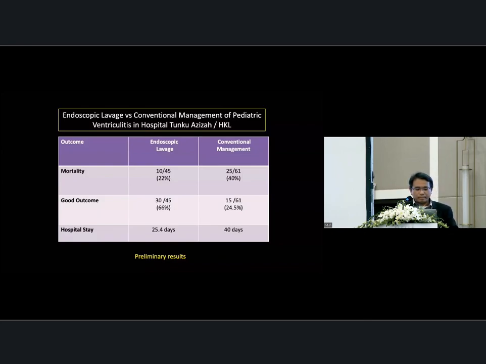In terms of outcome at 3 months and 6 months, 66% survived well, with some grading, whereas with conventional management, only 24% had a good outcome. Hospital stay is definitely shorter than for those who just received EVD.